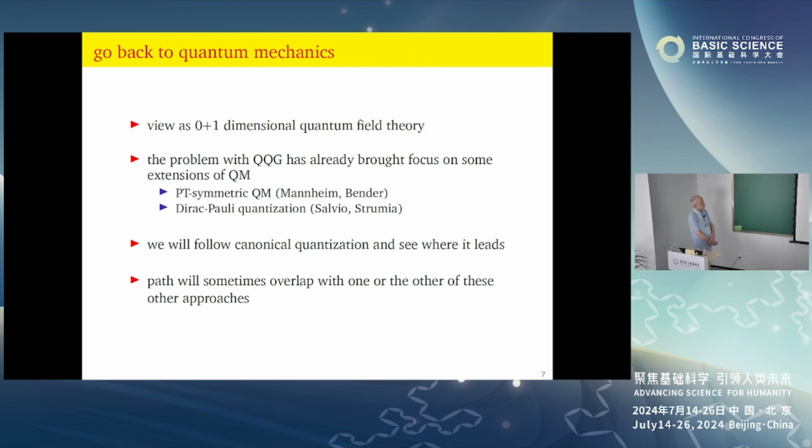And to try to address this issue, let's go back to quantum mechanics, which can be viewed as a 0+1 dimensional quantum field theory. And this problem with PQG that I've been talking about has already brought focus on some extensions of quantum mechanics. There's PT-symmetric quantum mechanics, discussed by Mannheim and Bender, and a so-called Dirac-Pauli quantization, also discussed in the same context by Salvio and Strumia. So we're going to just follow a canonical quantization that's geared to a ghost theory, and then just see where it leads. We'll find that our path will sometimes overlap with one or the other of these two approaches.